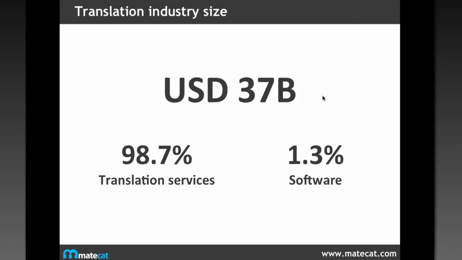Why does it make sense? Well, the translation industry is quite large. It's worth around $37 billion. When you look at that, 98.7% goes into translation services. Only 1.3% is software. So if you try to sell software in the translation industry, you're actually only targeting that 1.3%. When we started with MateCat, we said, maybe let's focus on the largest part, on the 98.7%.